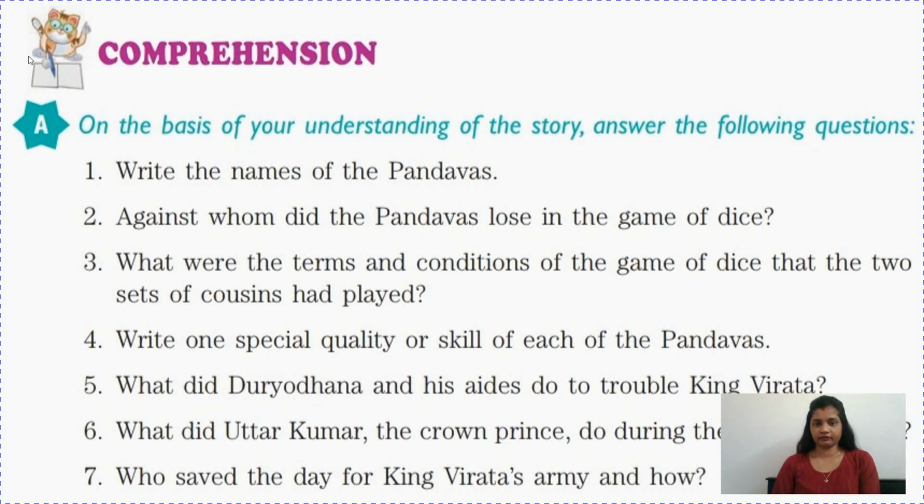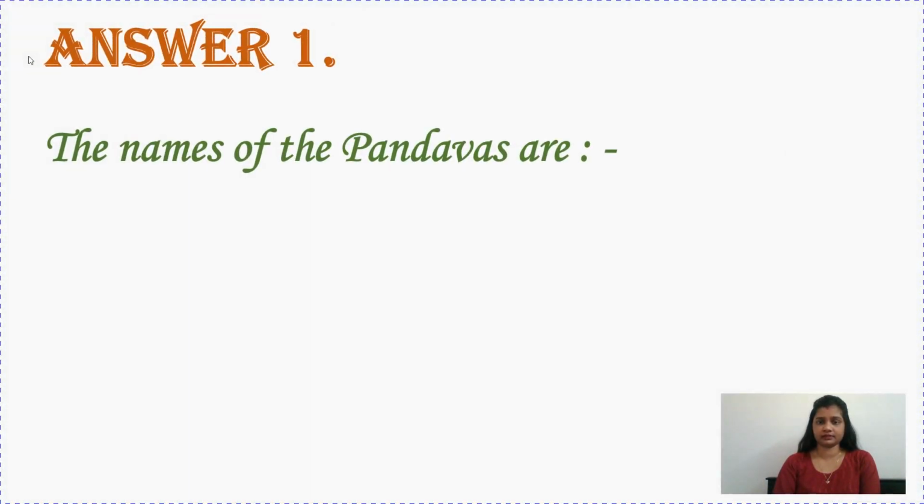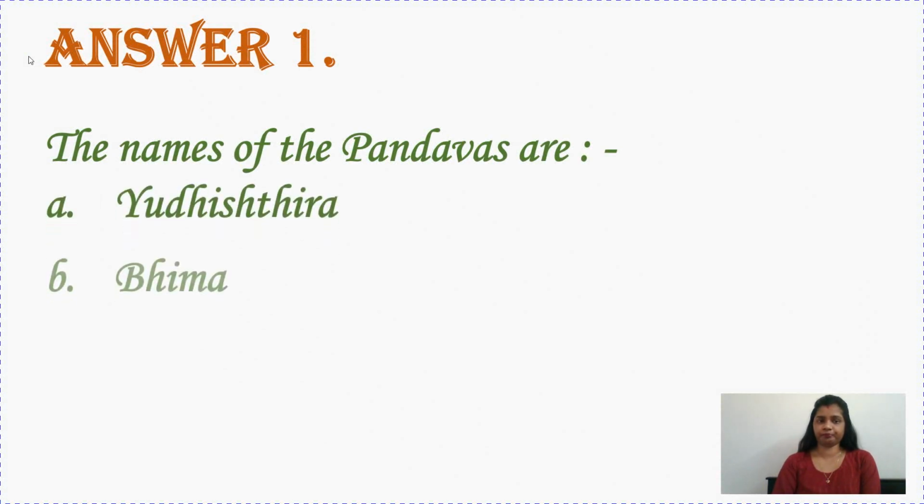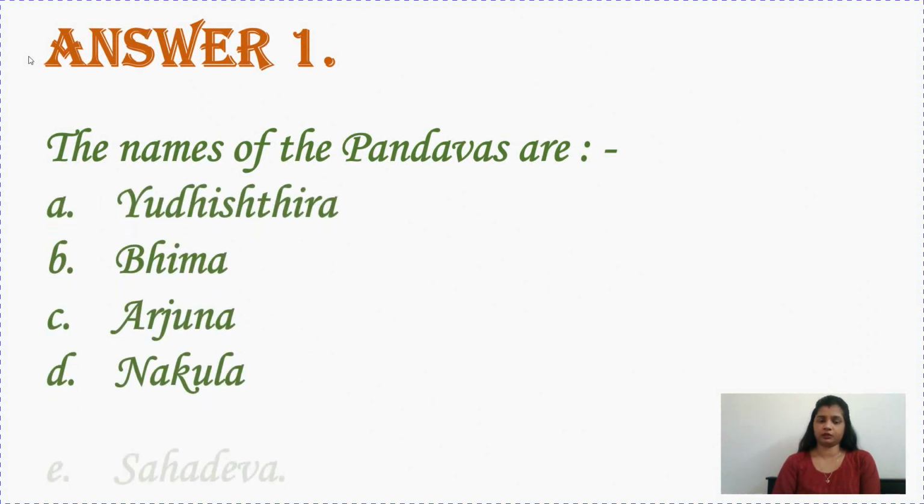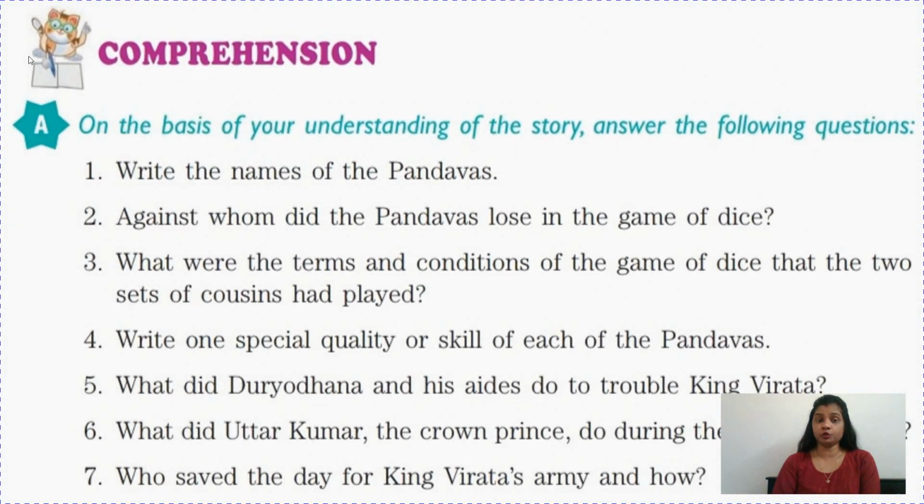Children, as we have read, there were 5 Pandavas. So do you remember the names of the Pandavas? So let's write the answers. The names of the Pandavas are Yudhishthira, Bhima, Arjuna, Nakula and Sahadeva. Question number 2 is against whom did the Pandavas lose in the game of dice?